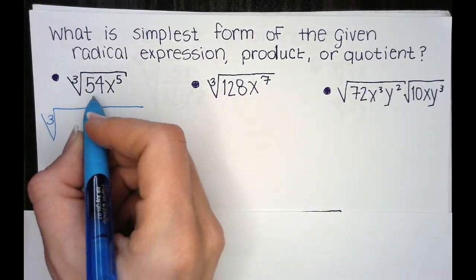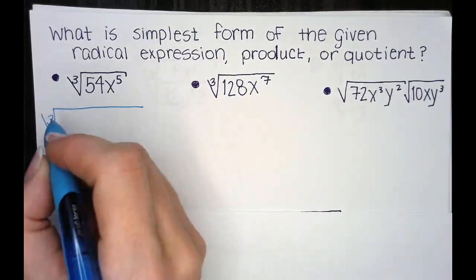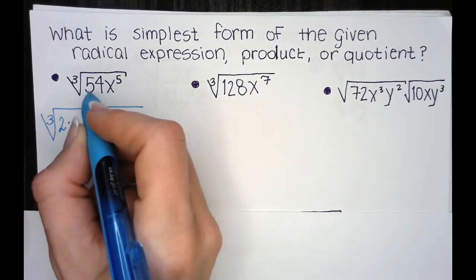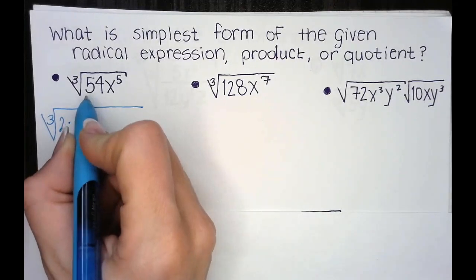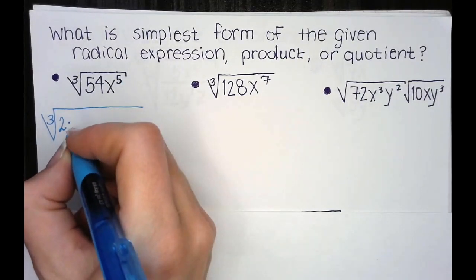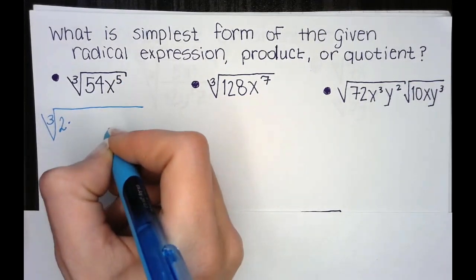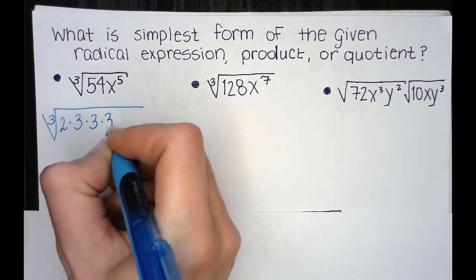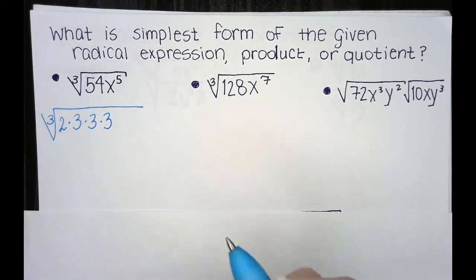So 54, prime factorization. It's an even number, so it's definitely 2 times something. 2 times what? Well, what's half of 54? You could say half of 50 is 25. Half of 4 is 2. 25 and 2 is 27. You should know by heart that 3 times 3 times 3 is 27. So 27 times 2 is 54.